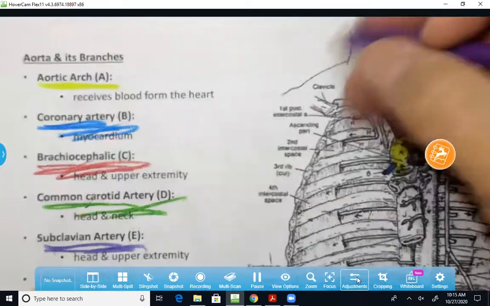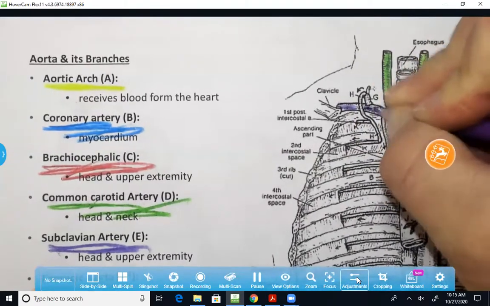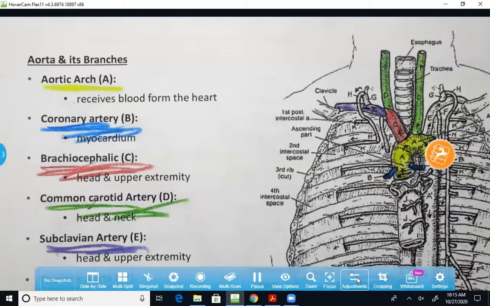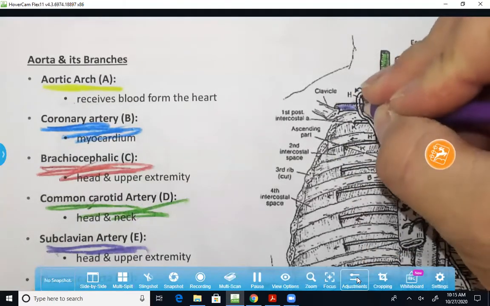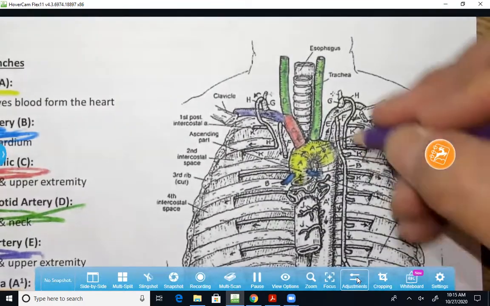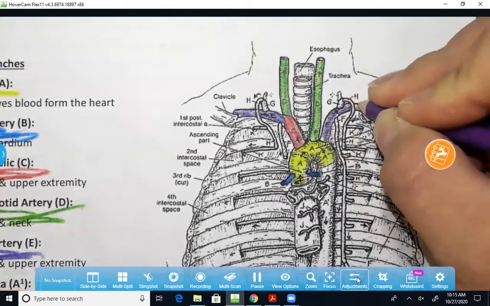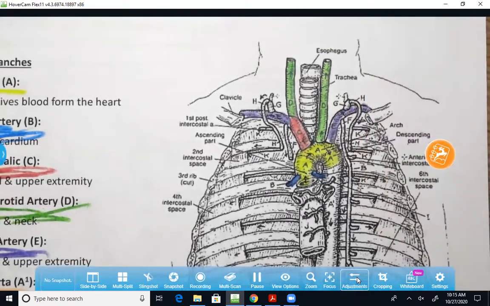Letter E, fed also by that brachiocephalic, is your subclavian. This is a major blood vessel that eventually feeds your arms. On the left side of the body, it comes directly off of the aorta.